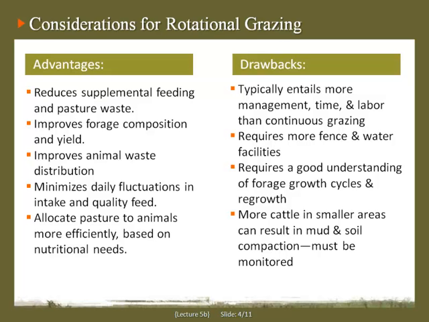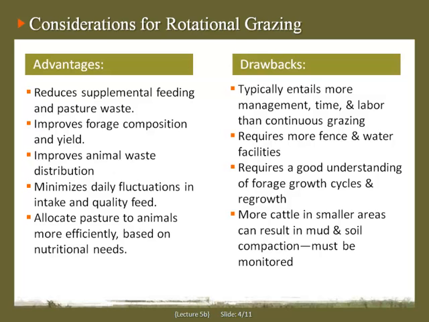Rotational grazing systems have a number of advantages as well as some drawbacks. Rotational grazing can reduce supplemental feeding and pasture waste. It can improve forage composition and yield, and improves animal waste distribution. It also minimizes daily fluctuations in intake and quality of feed and allocates pasture to animals more efficiently based on their nutritional needs.